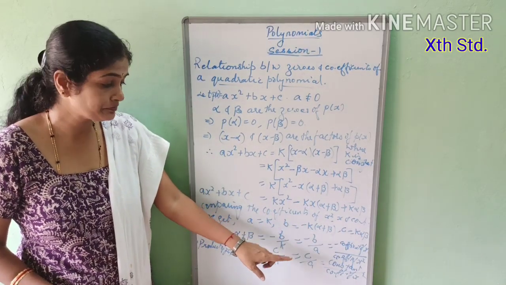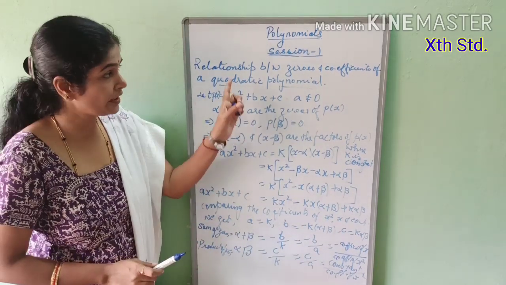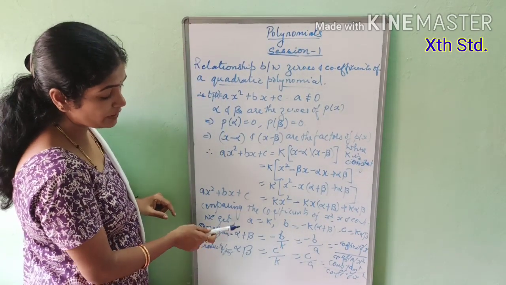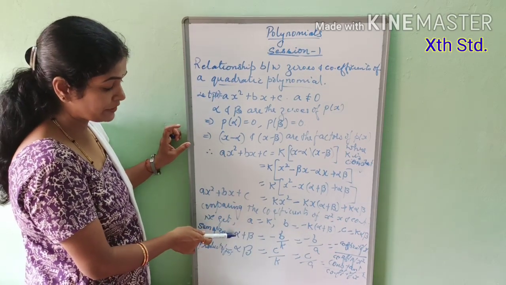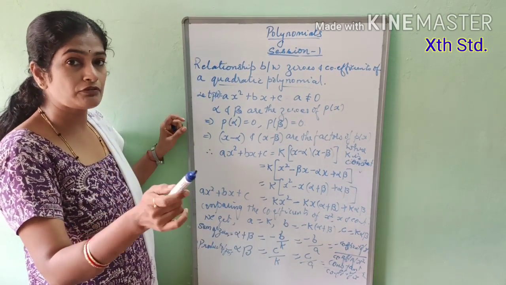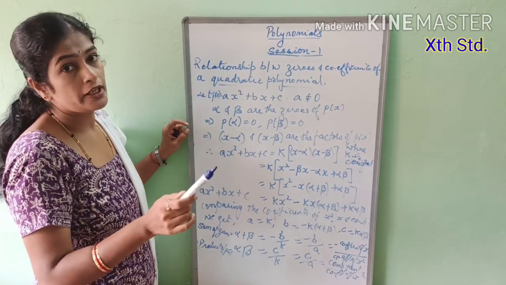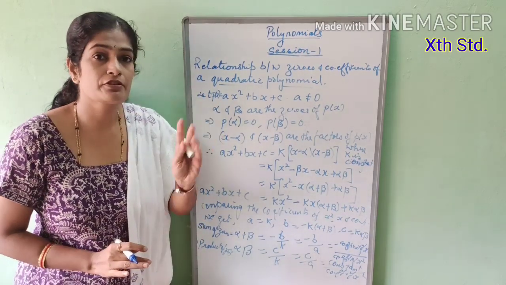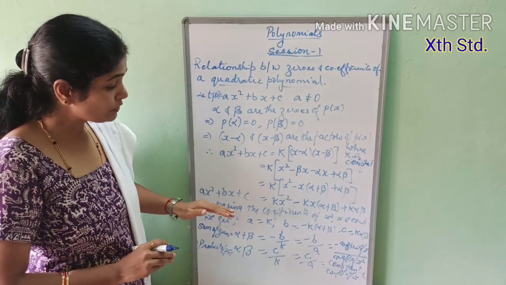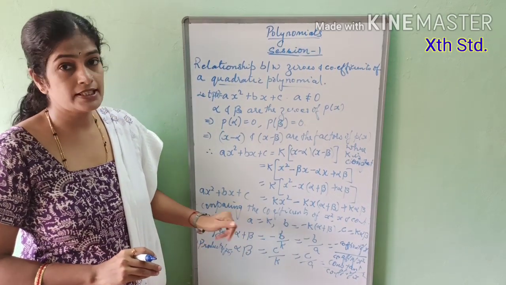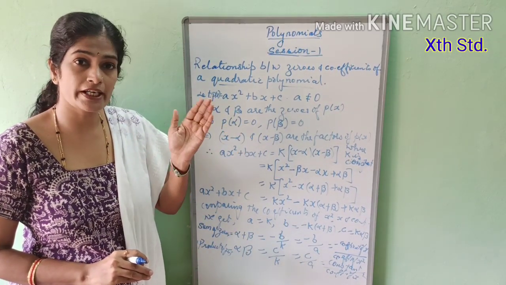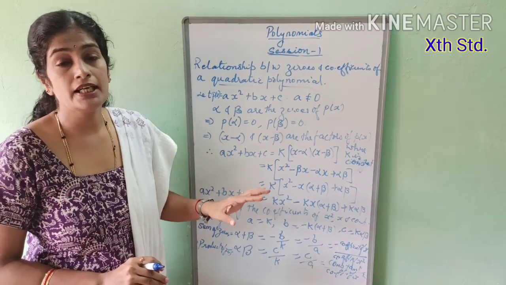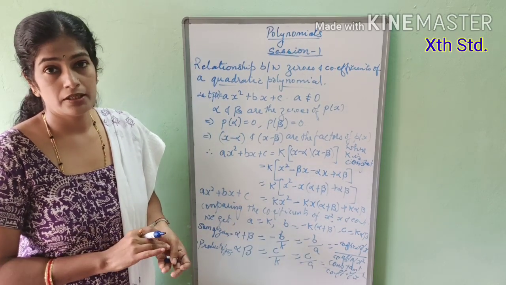Okay, then this is the relation between the zeros and the coefficients of the quadratic polynomial. You should learn it carefully and you should remember it also. Alpha plus beta, that is the sum of the zeros, is equal to minus b by a, and the product of the zeros is equal to c by a. Now in this there are two types of questions they may ask. Given the product and the sum, they will ask you to form a quadratic polynomial, or they will give you alpha and beta and ask you to find the quadratic polynomial.